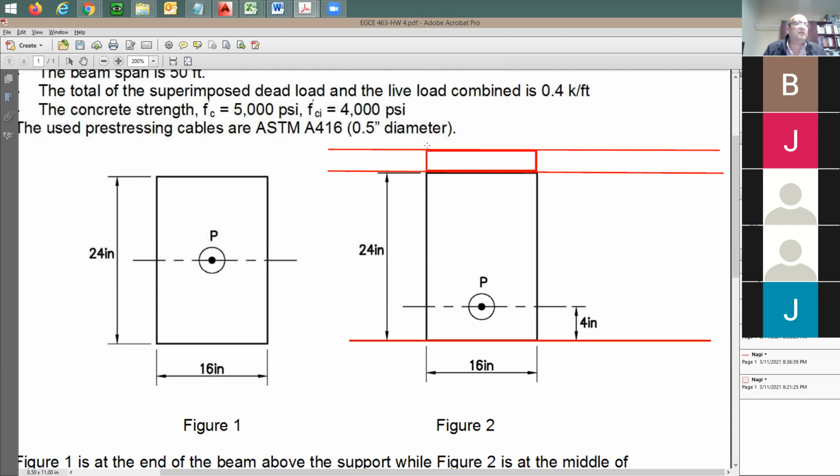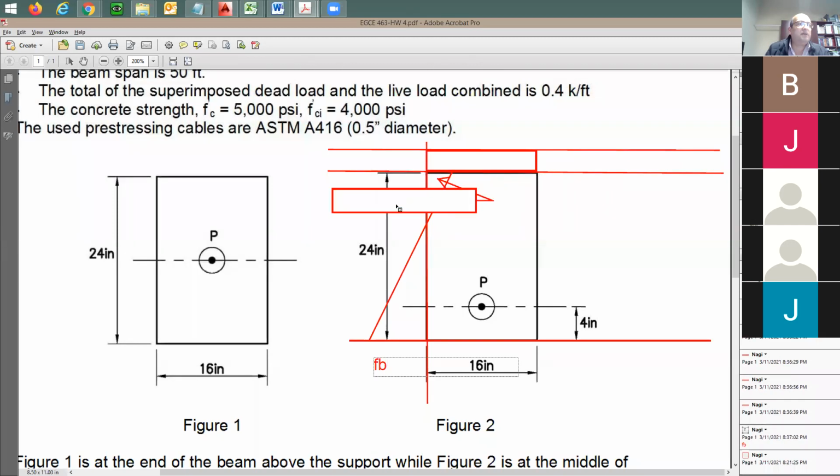Let's give you my vertical datum for the stresses. Let's give you right here. And before I do any topping, I'm going to say the stress looks like this. Okay? This is going to be here F bottom. And this here is going to be F top, which is this value right here.